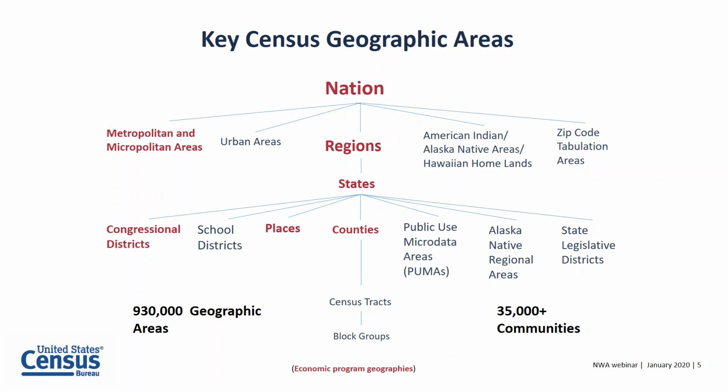The red highlighted geographies are the ones that we publish business data for, and you can see that they are a subset of all the geographies. The farthest we go down to on the business side are place level data and congressional district level data. We don't show data at census tracts or block groups in our business programs, primarily because of privacy.